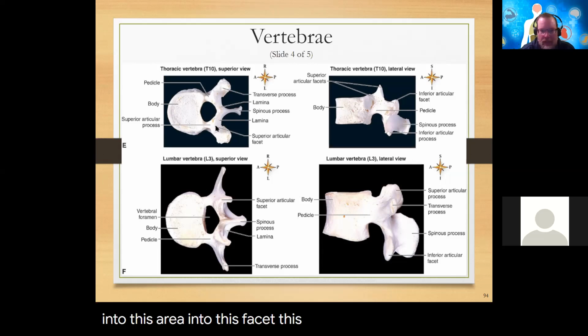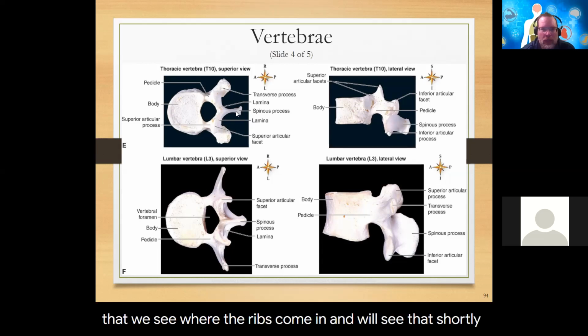Here it is, the superior articular facets. That's for the vertebra that's above it. So when I set T9 on top of this one, it's going to have inferior facets that it's going to slide and glide into. There are also grooves that we see where the ribs come in, and we'll see that shortly when we get to the ribs.